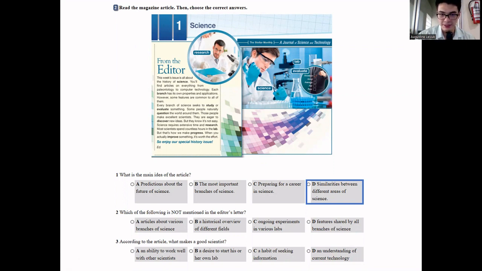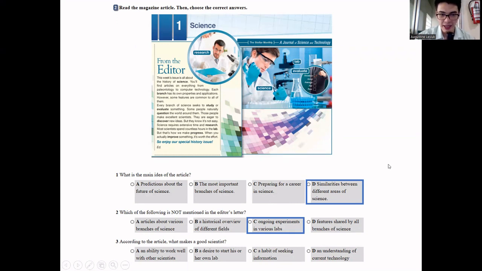Okay. For the next question, which of the following is not mentioned in the editor's letter? The answer to this one is ongoing experiments in various labs. So they talked about the various branches of science. They talked about the historical overview of different fields. They even talked about the features shared by all branches of science, but they didn't mention anything about ongoing experiments. They didn't give any specific experiment in the passage.